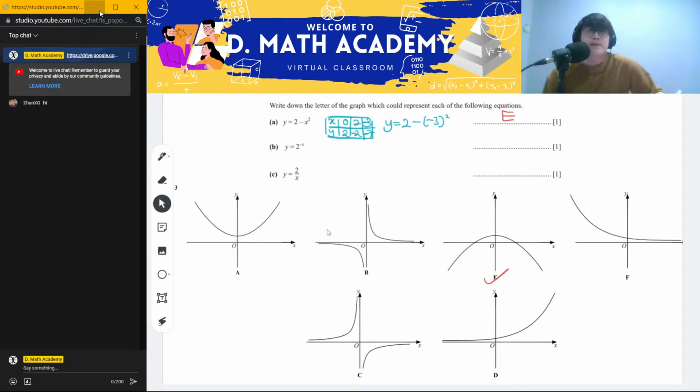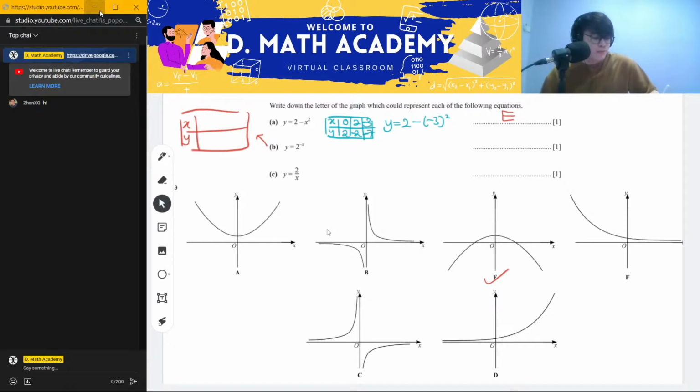Okay, and then let's have a look at our B that they gave us. So it is 2 to the power of negative x here. Please pay attention to the negative. When you run your substitution, make sure you don't miss out the negative, else it causes your answers to be wrong.